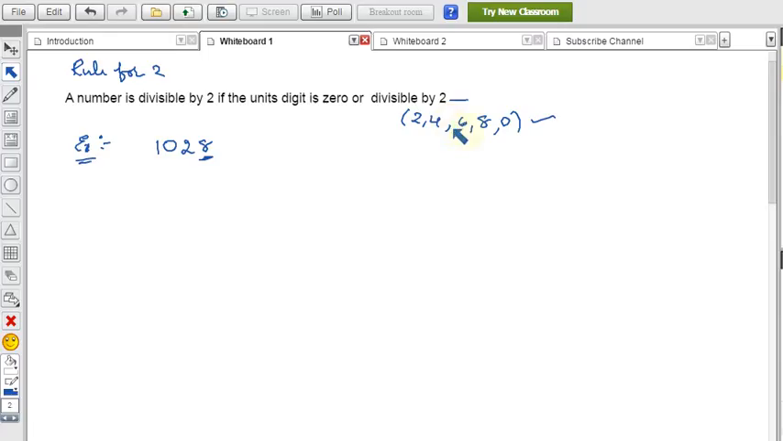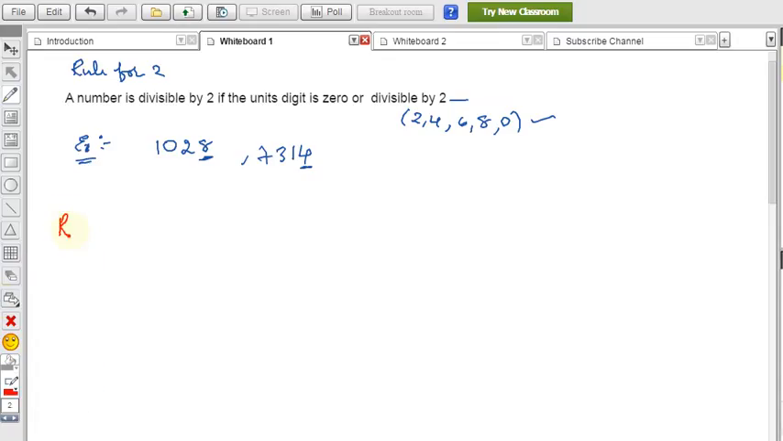If any one of the digits 0, 2, 4, 6, 8 is in the units place, then that number is divisible by 2. Let's take one more example, 7314. Now this ends in 4. So 4 is divisible by 2, so 7314 is also divisible by 2.